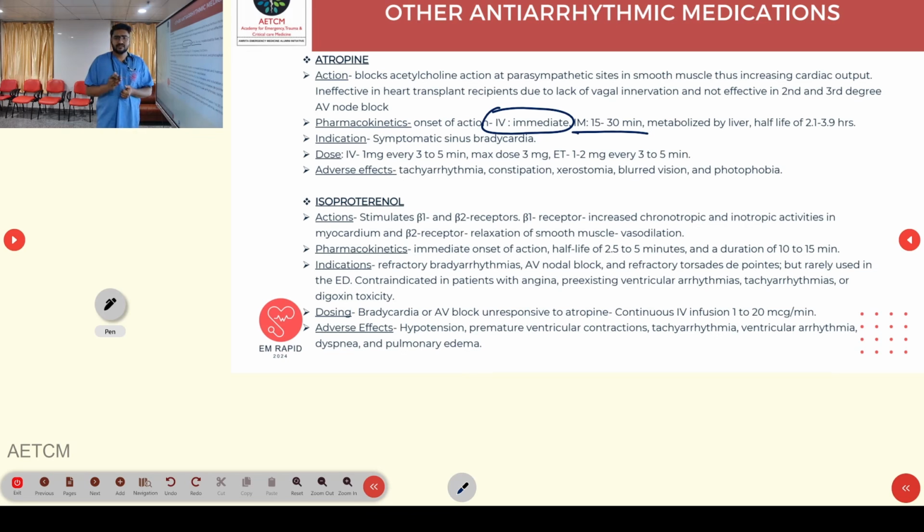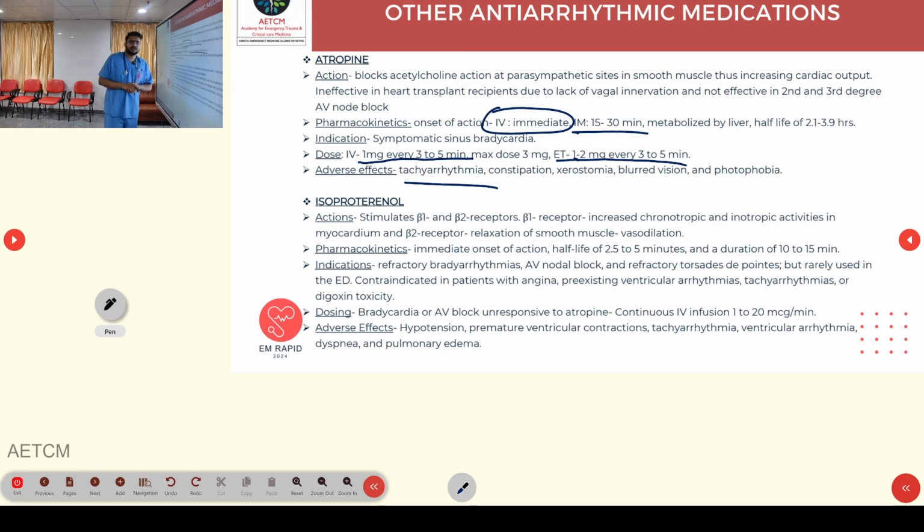and if the patient is having symptomatic sinus bradycardia, we use atropine, and the dose is around 1 mg every 3 to 5 minutes IV. With a max dose we can give around 3 mg. If we are giving it through an ET tube, we have to give double the dose, ideally every 3 to 5 minutes. Adverse effects are tachyarrhythmias, constipation, xerostomia, drying of the mouth, blurring of vision, photophobia, everything can occur with these agents.